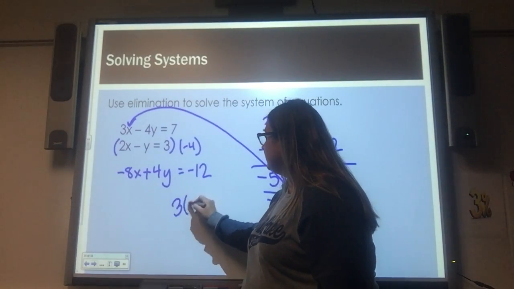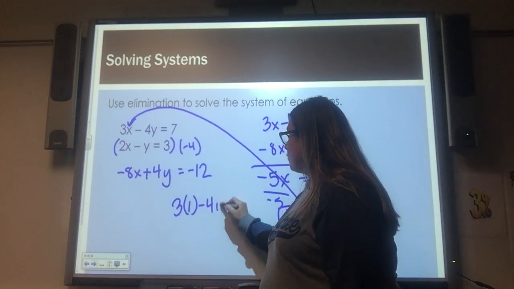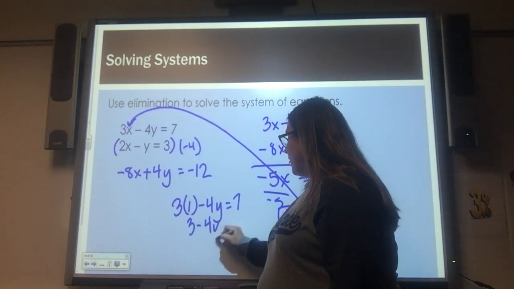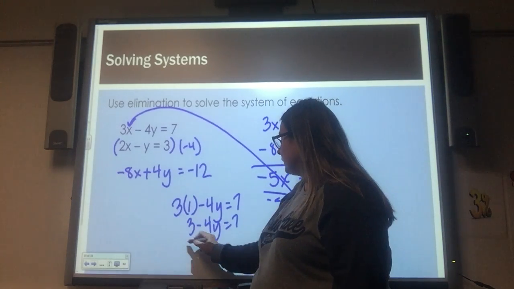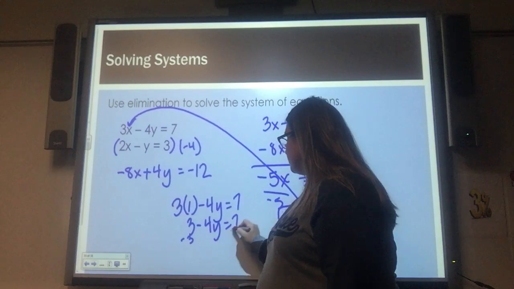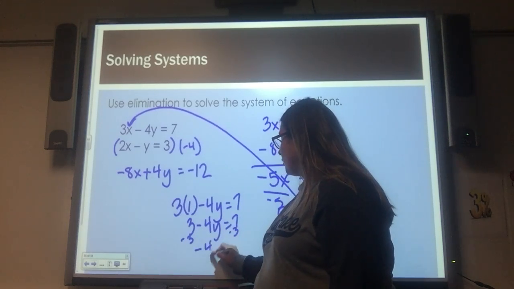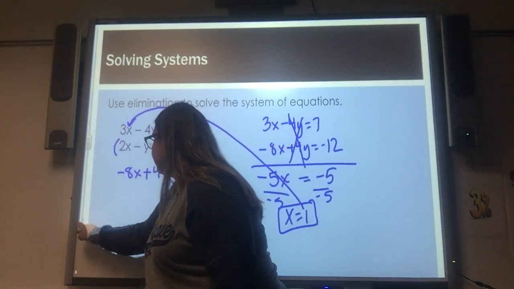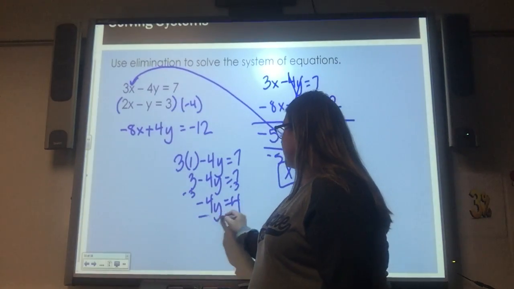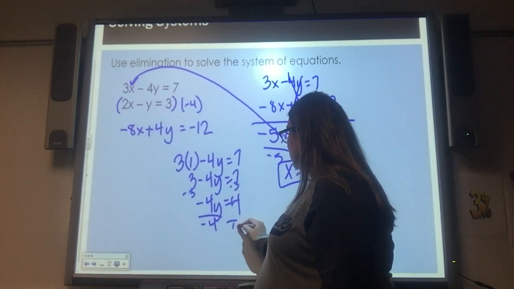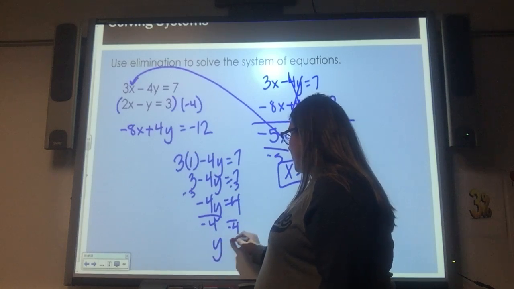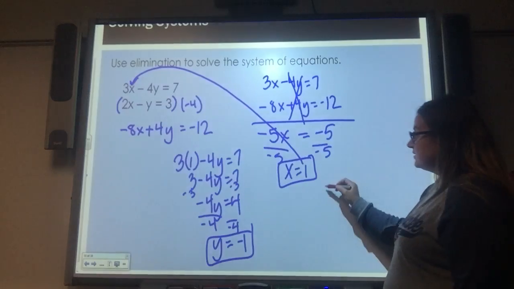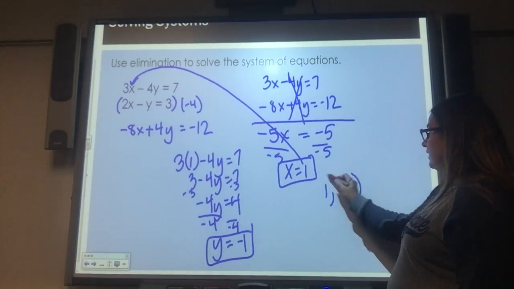So 3 times 1 minus 4y equals 7. 3 minus 4y equals 7. Subtract 3 from both sides. So -4y equals 4. Divide by -4. And you're going to get that y equals -1. So my solution is (1, -1).